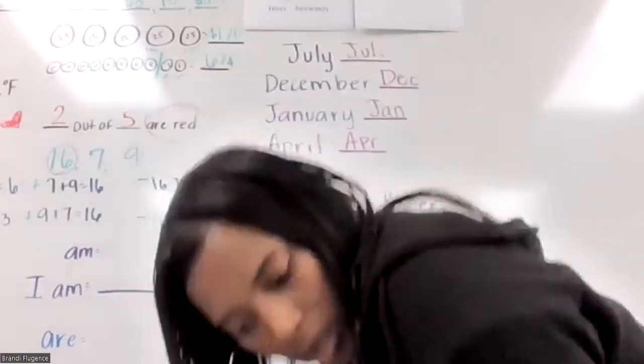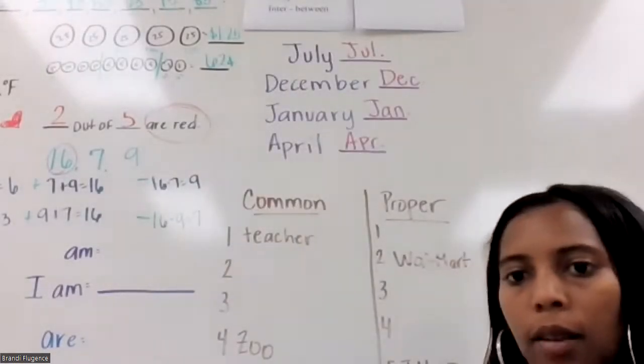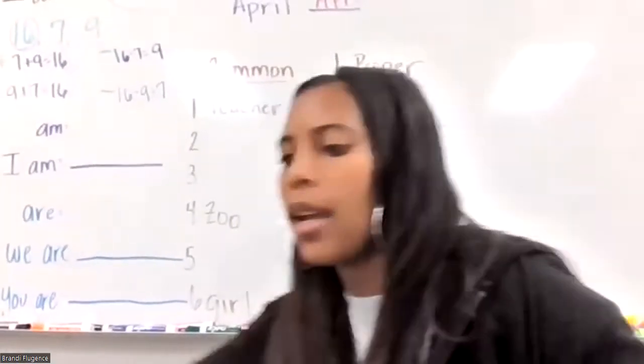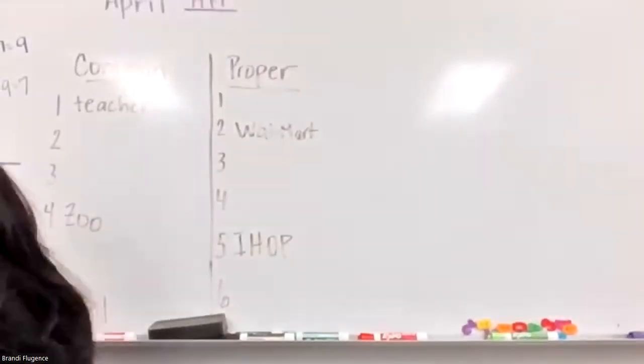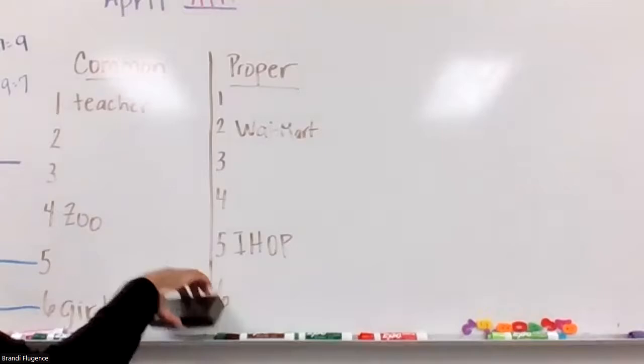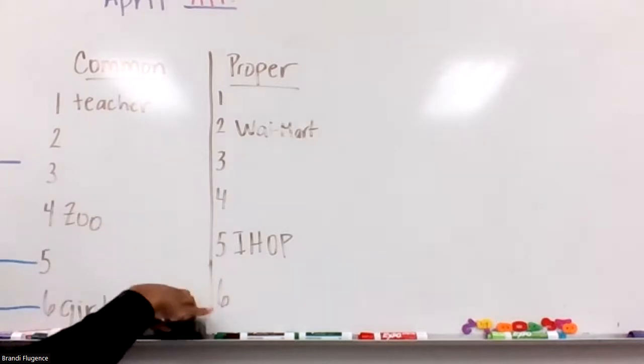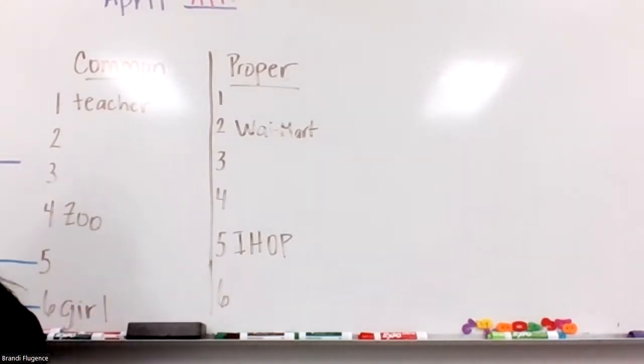Awesome. All right. Let's go over some language. We'll just drop down to language right here. Let's go over what is a noun. A noun is the name of a person, place, thing, or idea. One more time. What is a noun? A noun is the name of a person, place, thing, or idea.